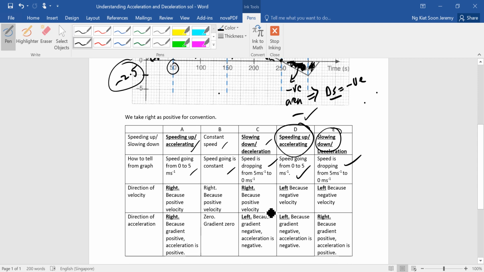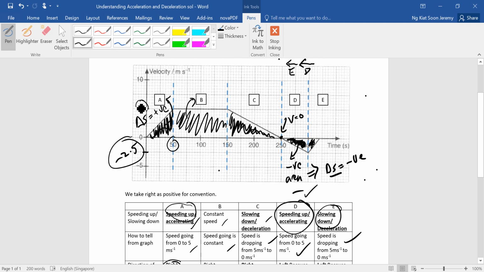So hopefully you notice a trend, right? That what acceleration does is it changes velocity, right? So if my velocity is towards the right and my acceleration is towards the right, then my acceleration is actually supporting velocity. It's trying to make velocity bigger, right? So that clearly implies that my object is speeding up, right?